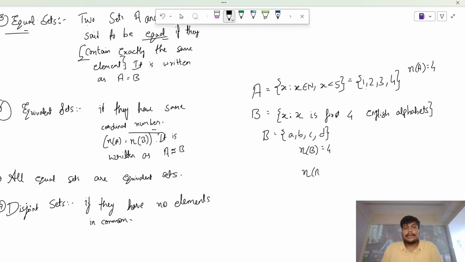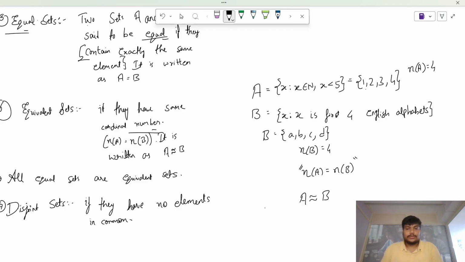So if the cardinal numbers of set A and set B are equal, I can call such sets equivalent sets. And how do I represent it? I represent it in this way. I can write this symbol to represent A and B as equivalent sets. These are the symbols to represent equivalent sets.